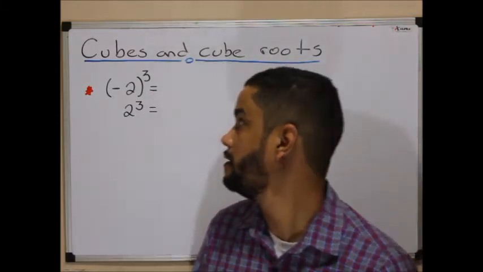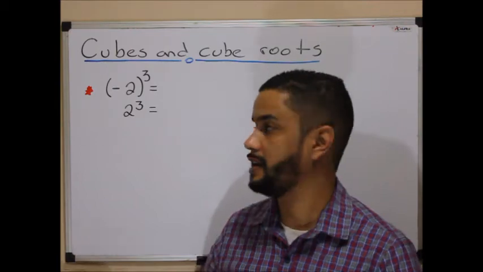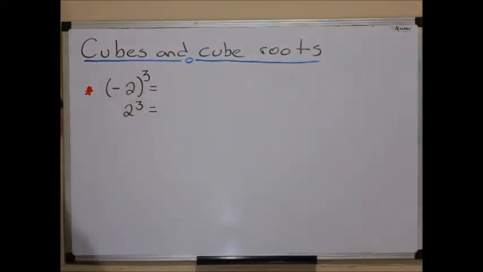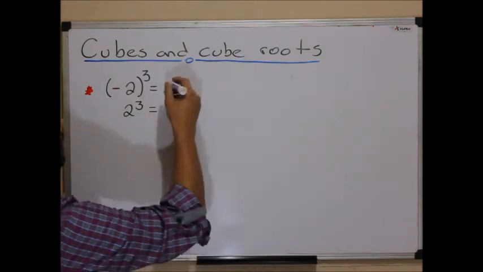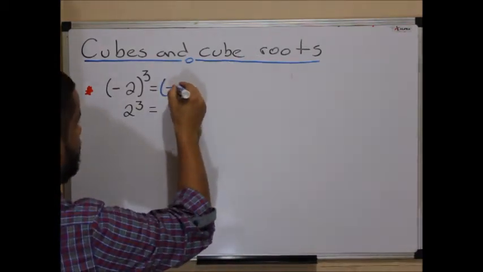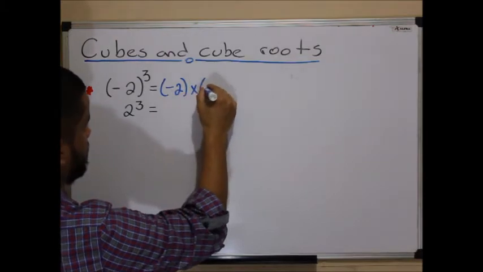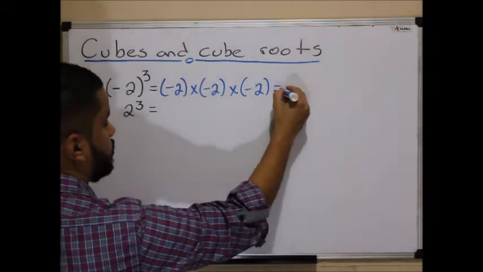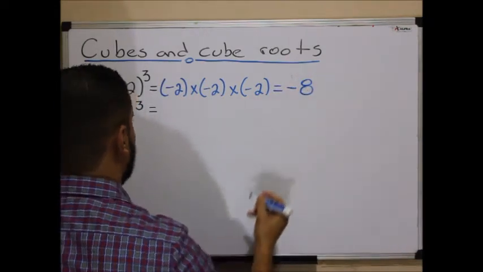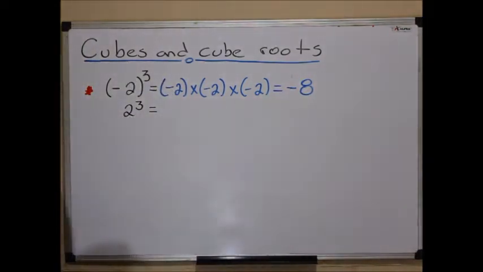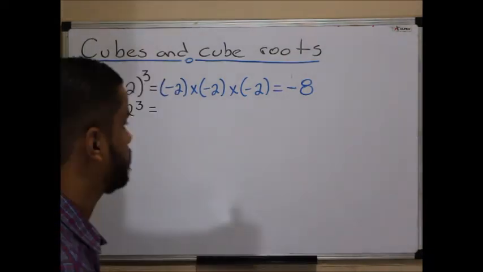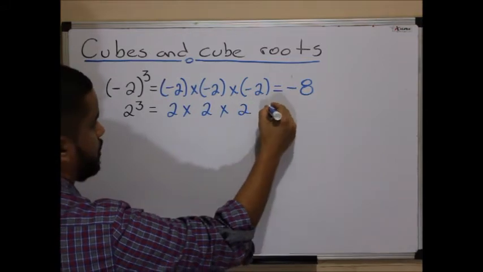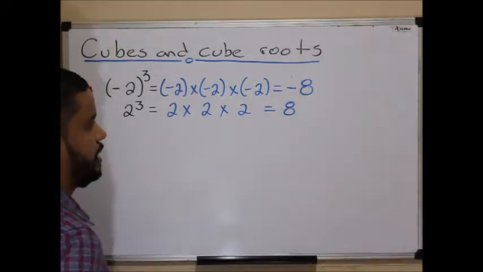Let's talk about cube root. But before that, let's see that situation there. We have the cube of negative 2, that will be equal to negative 2 times negative 2 times negative 2, and this will be equal to negative 8. The same will happen with the cube of 2. So we're going to have 2 times 2 times 2 equal to 8.